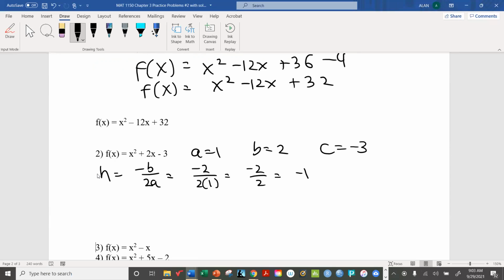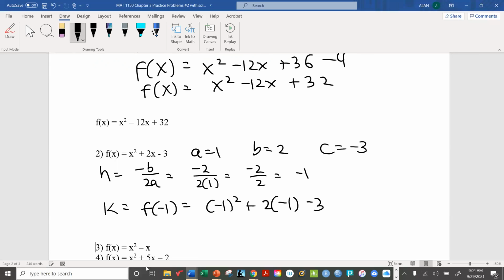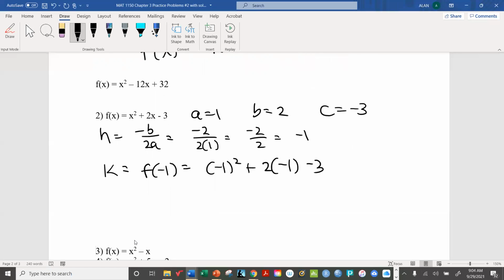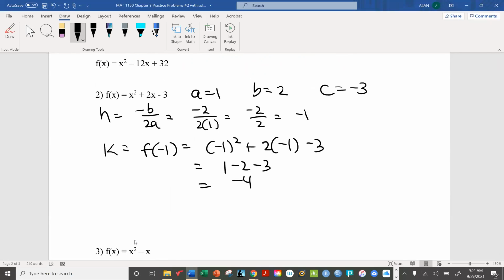Okay, h is -1, k is f of -1, or -1 squared, plus 2 times -1, minus 3. That's 1 minus 2 minus 3, which is -4. So even though it doesn't ask for the vertex, I just want to point out that the vertex is, in some of these cases you will be asked for it, -1, -4.